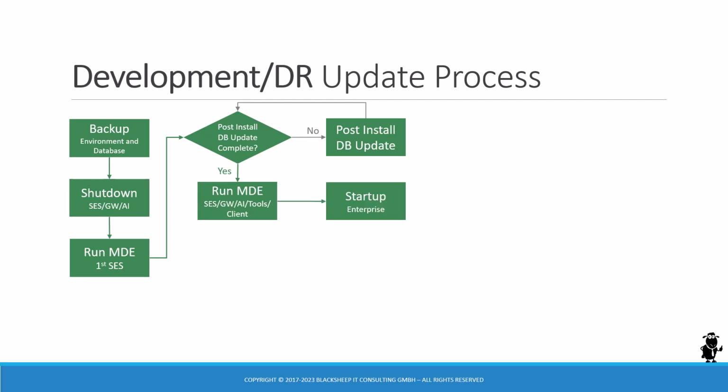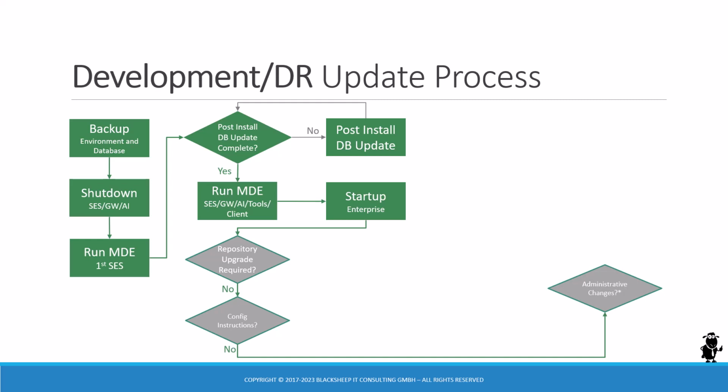Then it's time to start up that development enterprise, so you can decide if you have a repository upgrade. Now let's do the fast track. Let's say, no, we don't need a repository upgrade. We have no configuration instructions, no administrative changes. That will mean we're done with the development update. But there might be just a longer path.